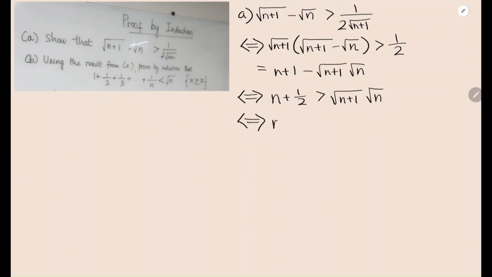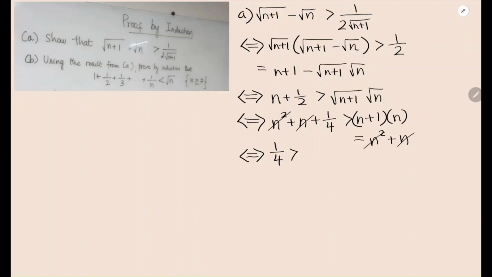If I square this side, I'll get n squared plus 2 times 1/2 times n, which is just n, plus 1/2 squared, which is 1/4. And this is greater than, if I square this side, n plus 1 multiplied by n, which is just equal to n squared plus n. And what's nice is that the n squares cancel out on both sides, the n cancels out on both sides, and what I get is 1/4 is greater than 0. And that's true, 1/4 is greater than 0.